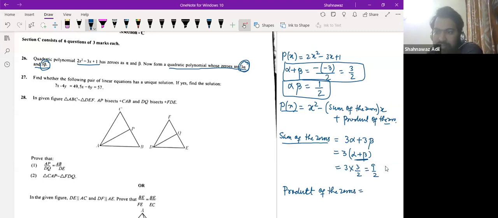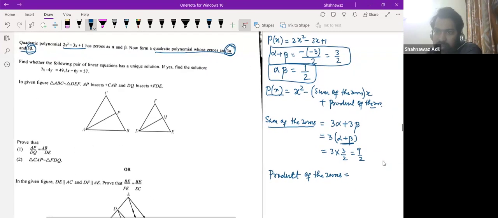What would be the product? C by A. What would be the product? 3 into 1 by 2. First tell me what would be the product. What are the zeros that you have? 3 alpha and 3 beta. So the product would be 3 alpha into 3 beta. This is the product, right?